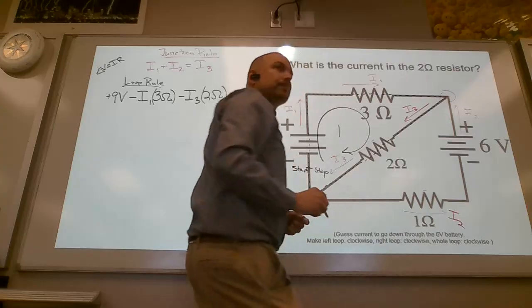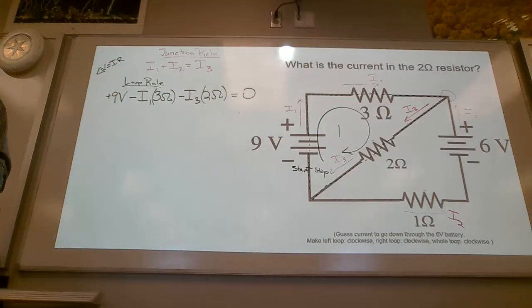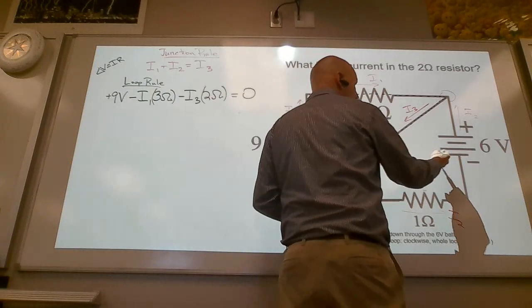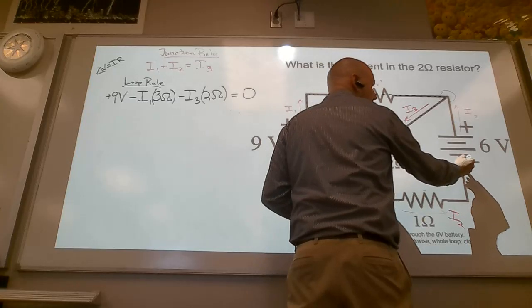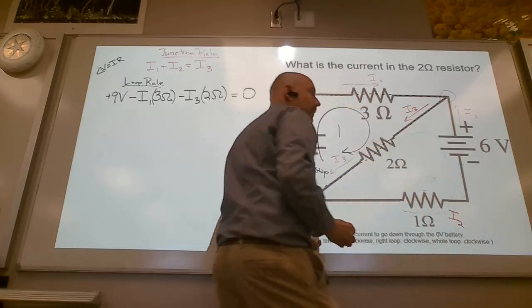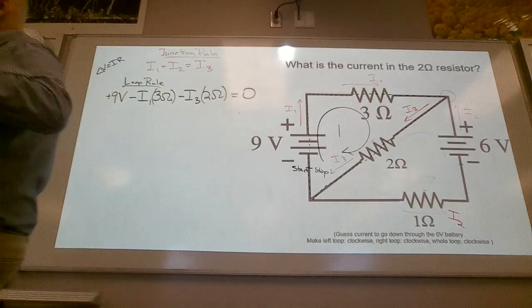A lot of times they'll just do this for loop 1. Okay? Loop 2. I'm going to start and stop here. I'm going to go around this way. See if you can figure that out while I get another color.